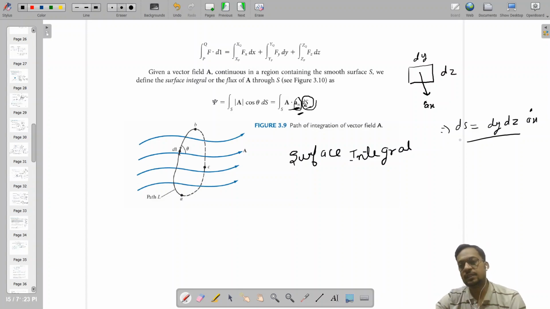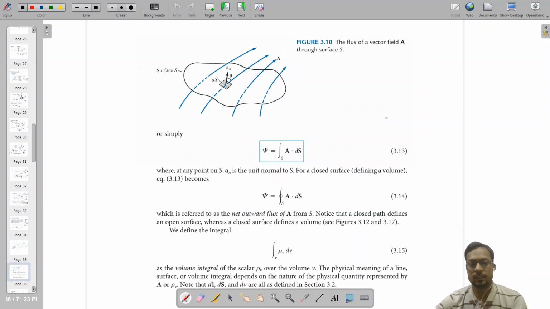The differential surface in all three coordinate systems we have already discussed: how we take the surface along the normal vector in the Cartesian, cylindrical and spherical coordinate systems. So this is the surface integral.